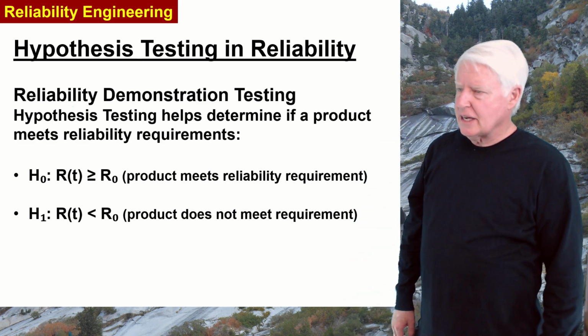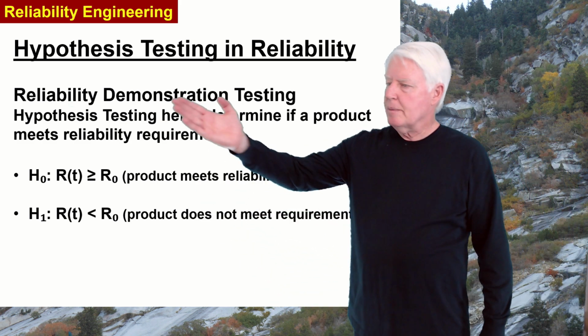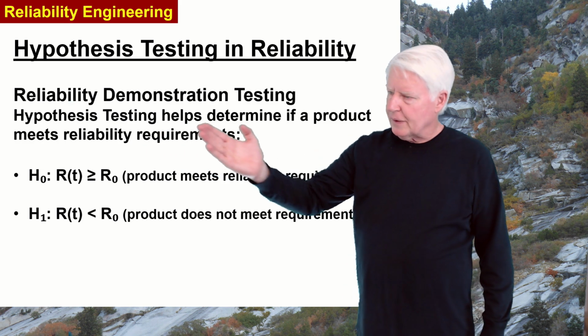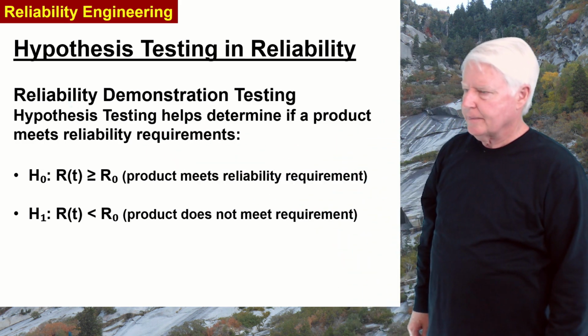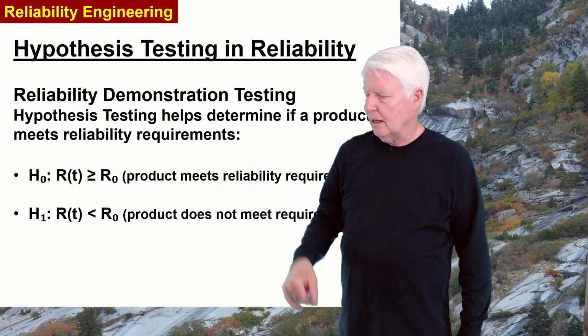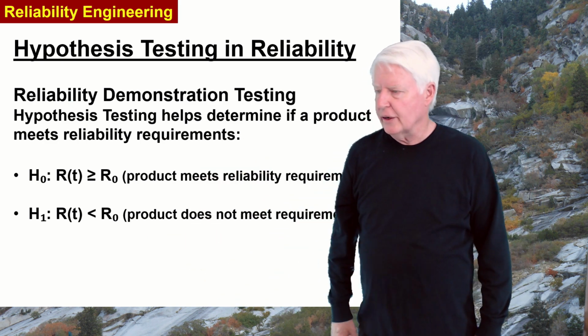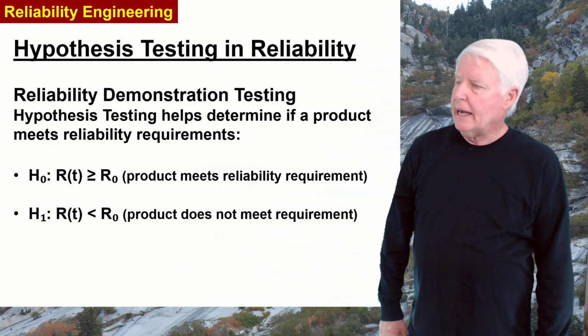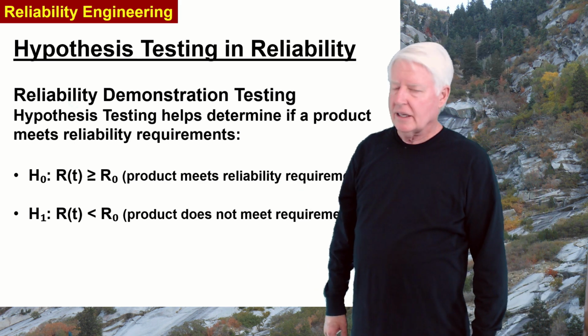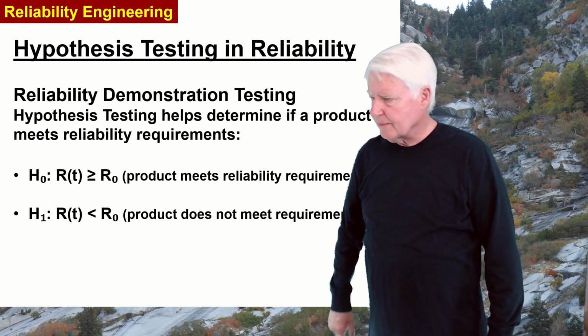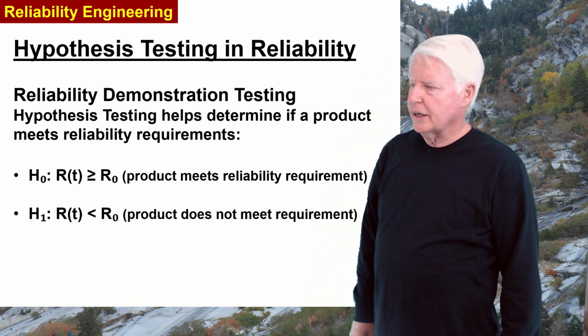Okay, hypothesis testing and reliability. Reliability demonstration testing. Hypothesis testing helps determine if a product meets reliability requirements. Okay, and you have null hypotheses and alternative hypotheses. And you use tests like the t-test, the z-test, the ANOVA test. The chi-squared test is an important one sometimes in reliability engineering.